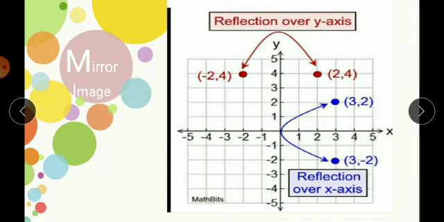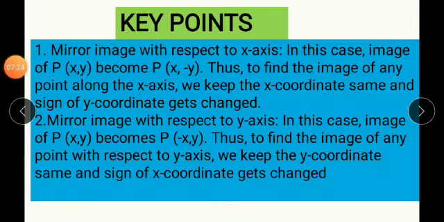And if we want the mirror image of the point 2, 4 with respect to the y-axis, then we will keep the y coordinate the same, but the sign of the x coordinate will change. Therefore, the mirror image of point 2, 4 will be minus 2 and 4. Now go through these key points. And you have to learn all the key points.